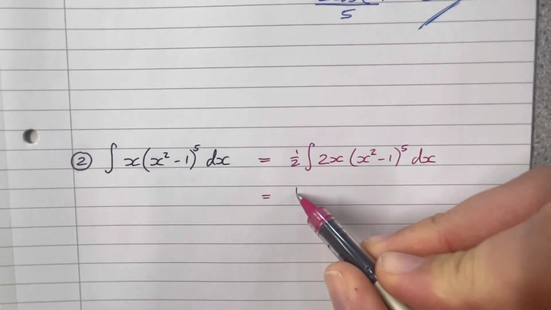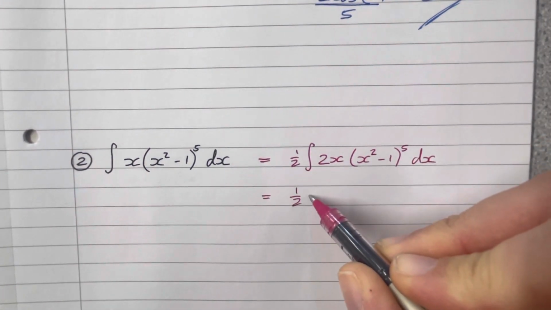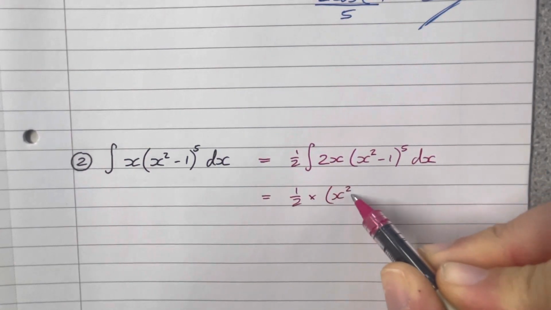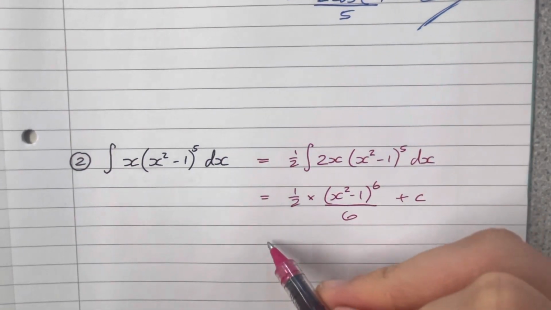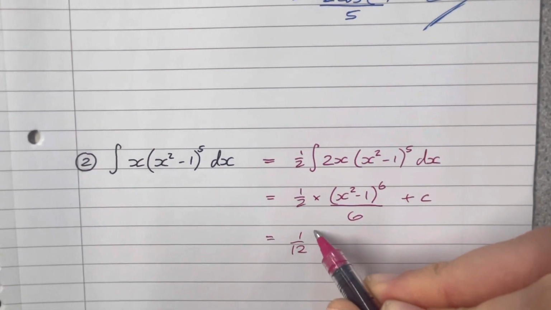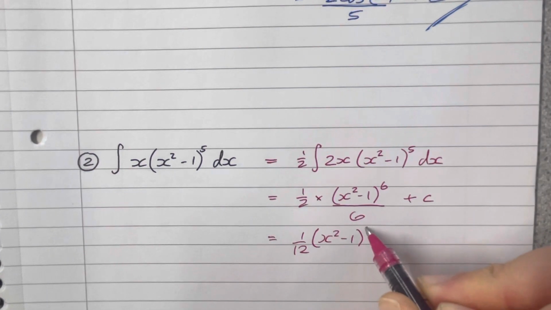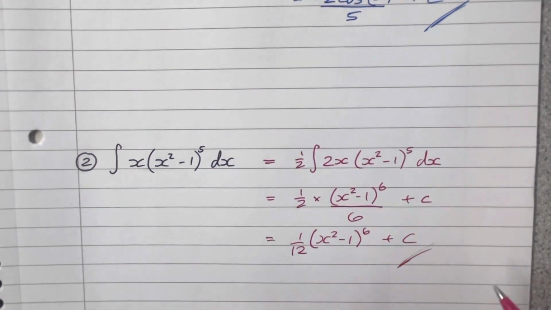So that is going to be equal to the half times (x squared minus 1) to the power 6 divided by 6 plus c. And of course we can neaten that up to be a 12th (x squared minus 1) to the 6 plus c. And that's the answer.